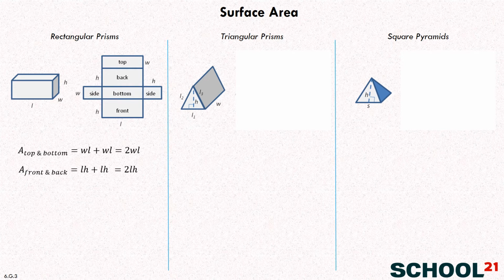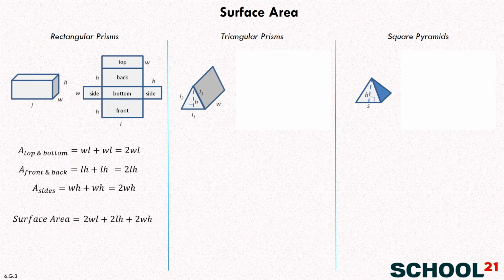So the two sides are going to be WH plus WH. Does that make sense? Yeah. And a simpler way to write that? 2WH. 2WH, excellent. So now, is that all of the surfaces? Yeah. Okay, so how would we write the surface area? 2WL plus 2LH plus 2WH. Okay, like that? Yeah. Okay, great.